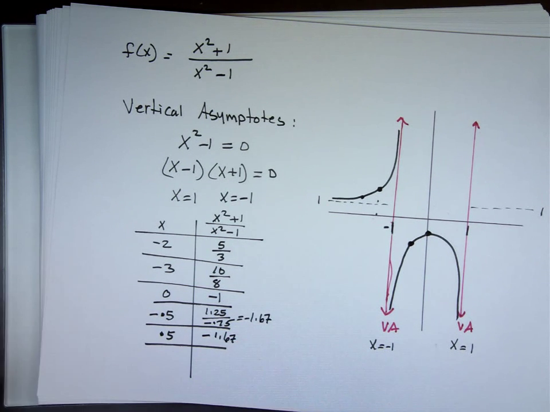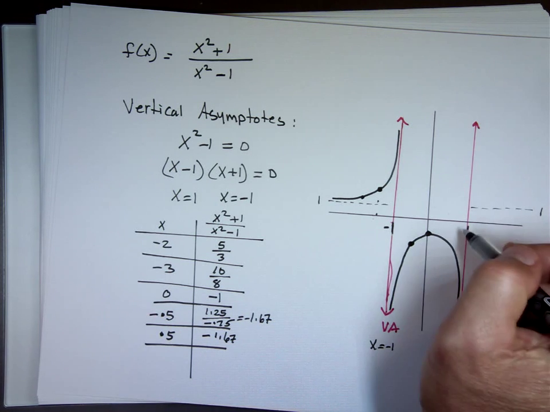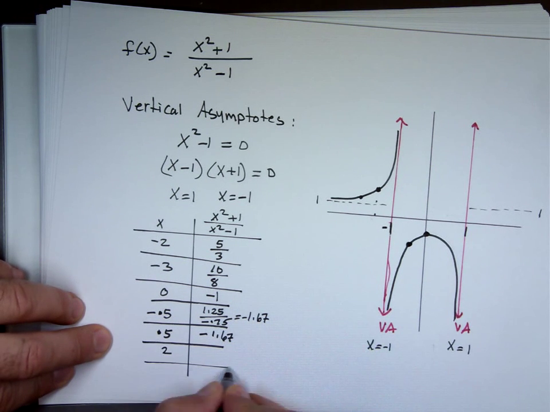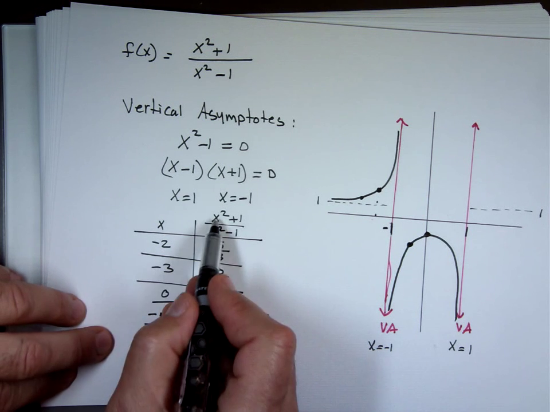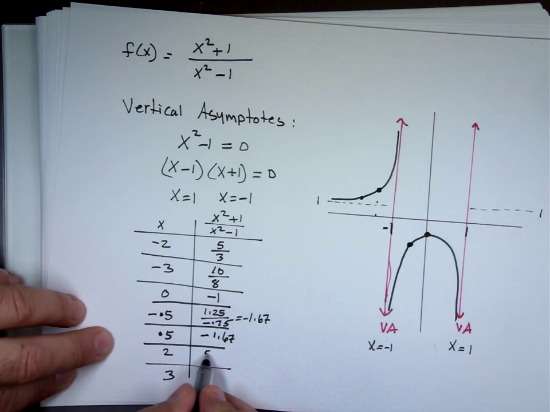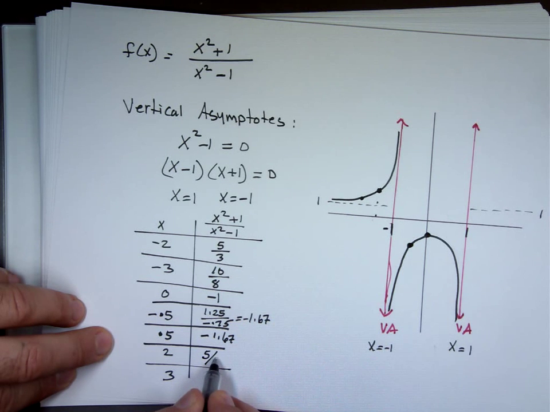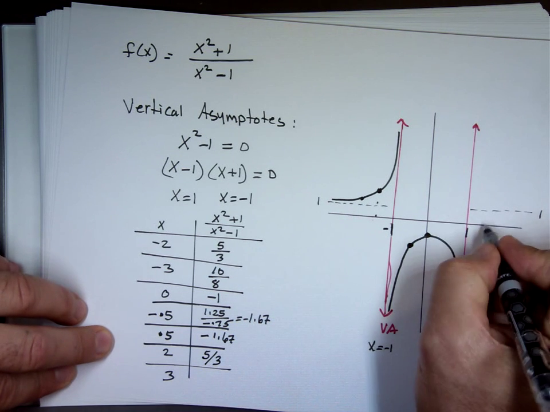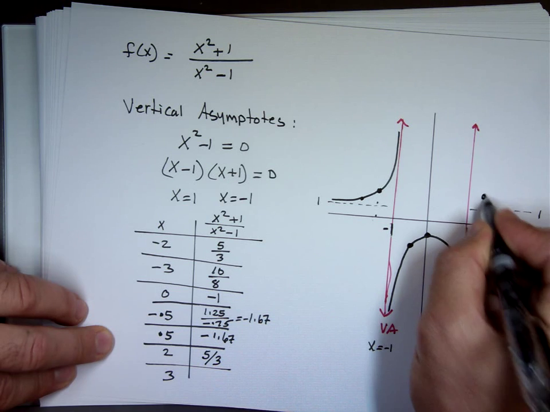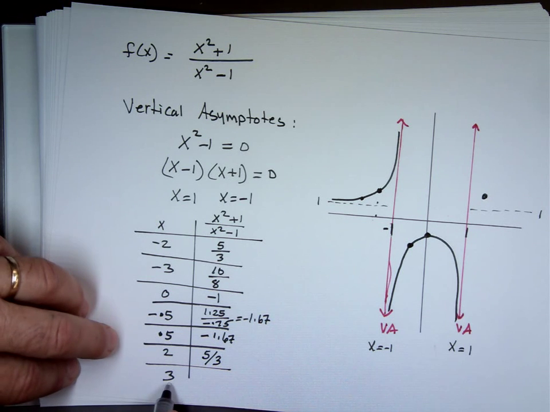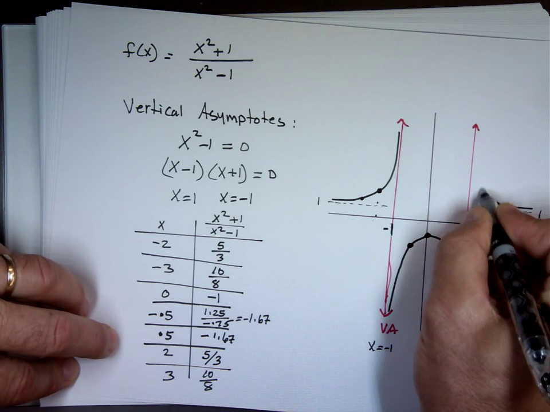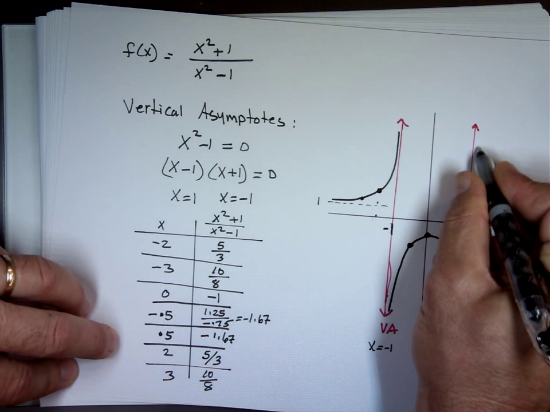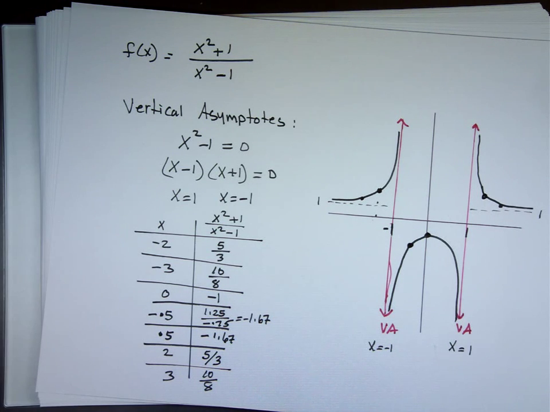And now let's plot points on this end after the 1. Let's take the 2 and the 3. When x is 2, that's 4 plus 1, 5, over 3. When x is 3, it's going to be 10 over 8. So I can see it going like this. That's what the graph will look like, a Golden Gate Bridge.